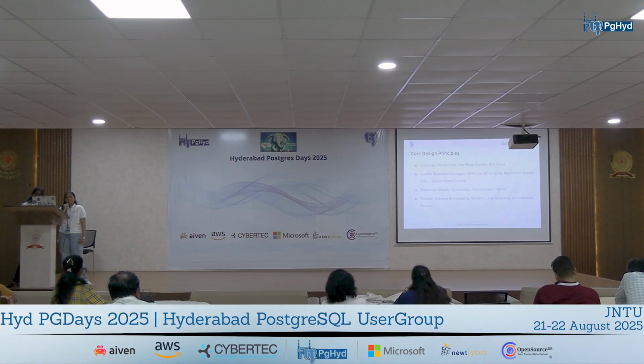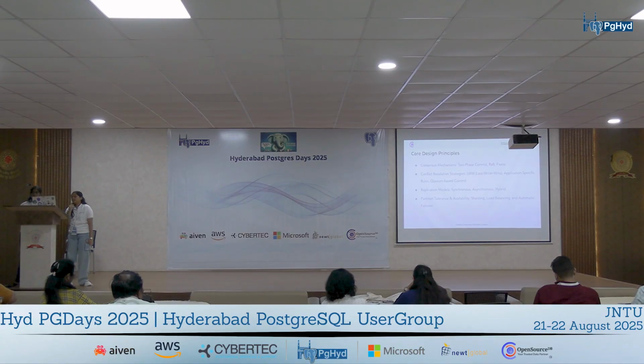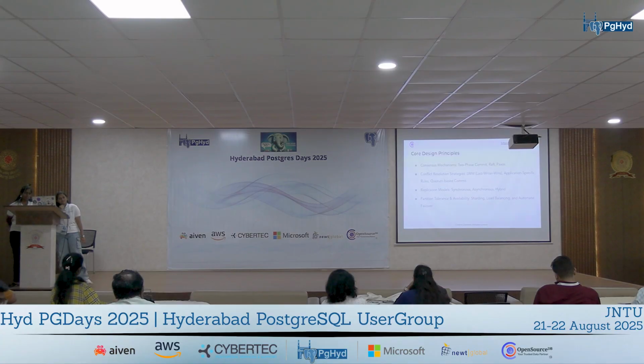Then replication models. Synchronous needs acknowledgement from the target node. It is slower, but it has strong consistency. Asynchronous doesn't need any acknowledgement. It is faster, but there is a chance of losing data. Hybrid is a mix of both, where some nodes sync instantly and others catch up later.